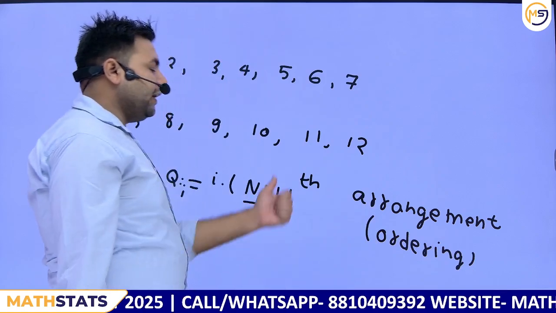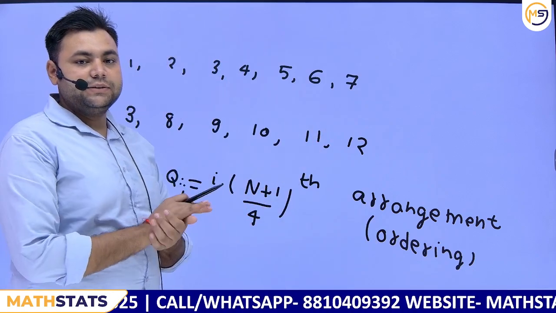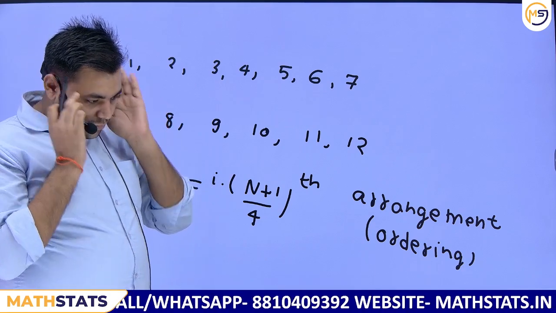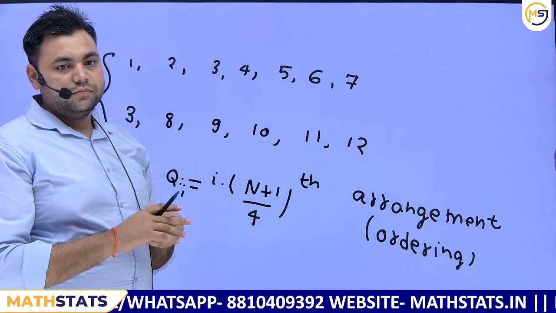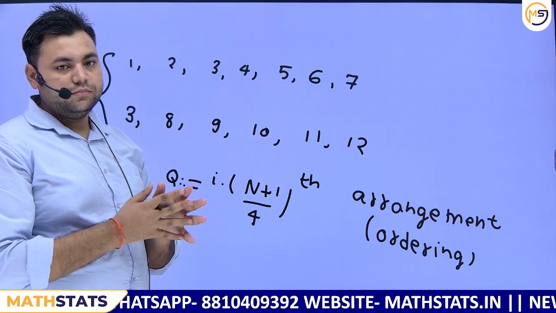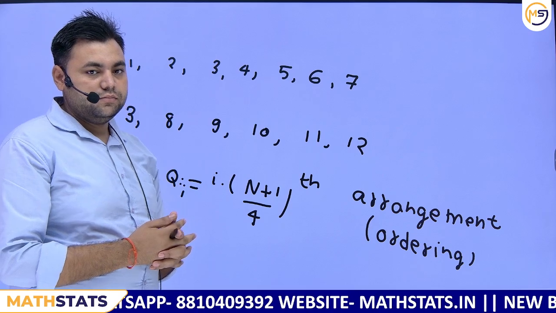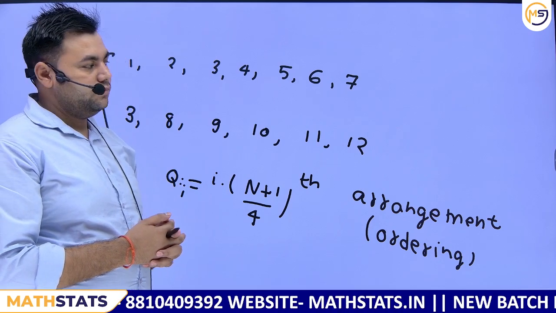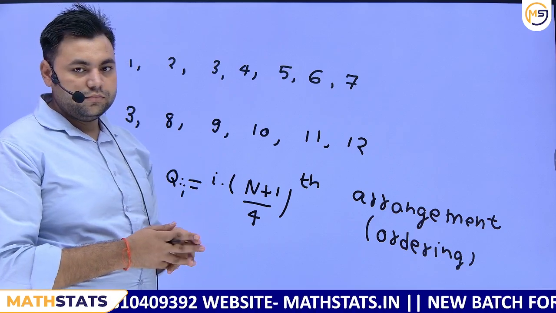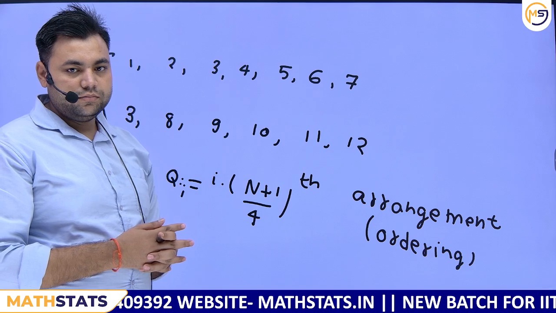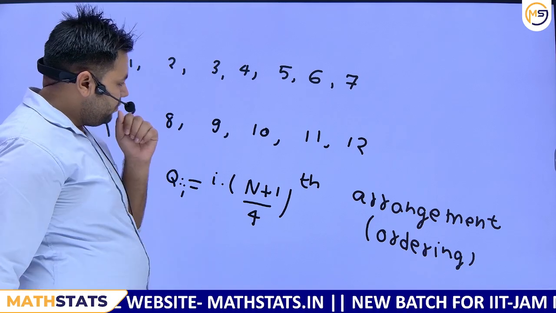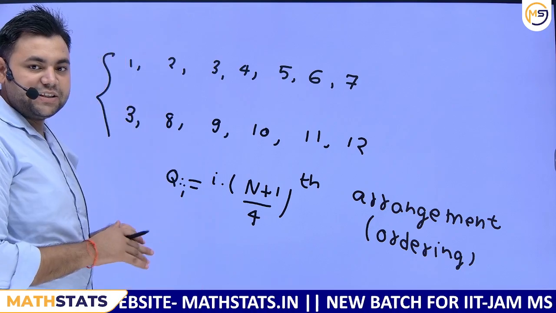How can you find the quartile in the second? It is n by 4: the average of the (i times n by 4)th and the (i times n by 4 plus 1)th observations, divided by 2. It's the average, right?